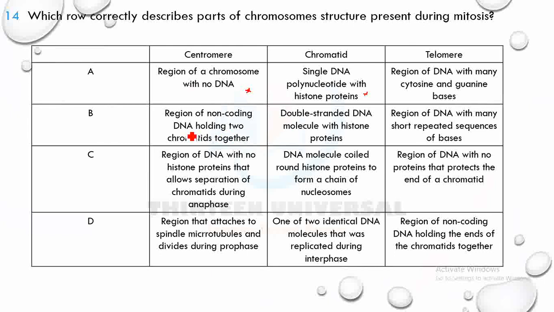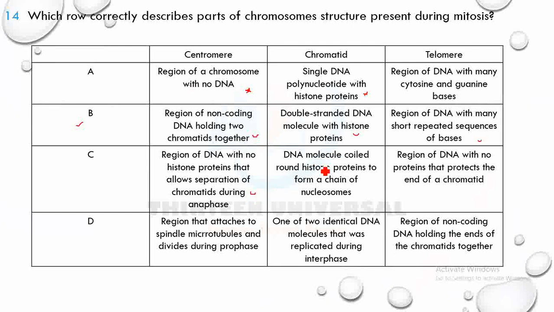Let's go to B. Region of non-coding DNA holding two chromatids together. Yes, this makes sense. Double-stranded DNA molecule with histone protein. This makes sense. Telomeres, region of DNA with many short repeats of sequence of bases. This makes sense. The answer looks like it's going to be B, but let's see. C. Region of DNA with no histone protein that allows separation of chromatin.